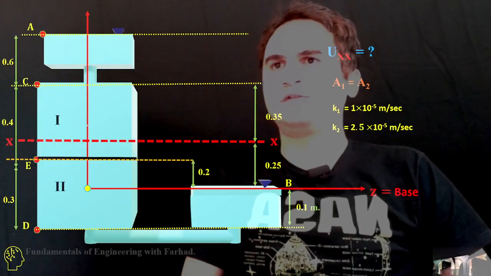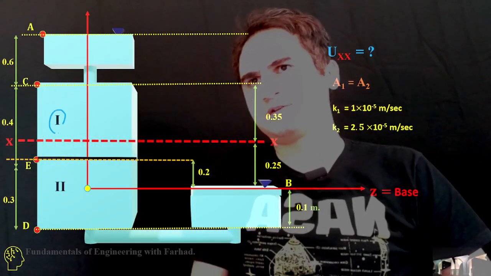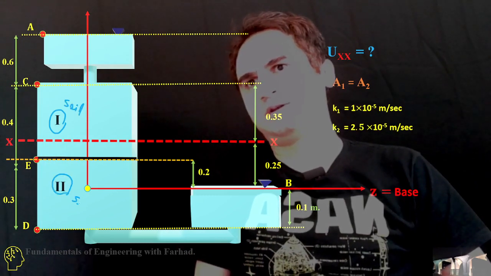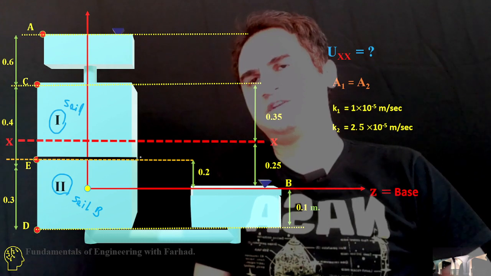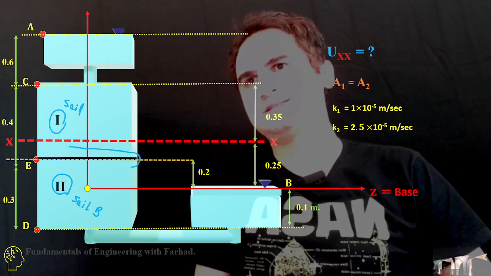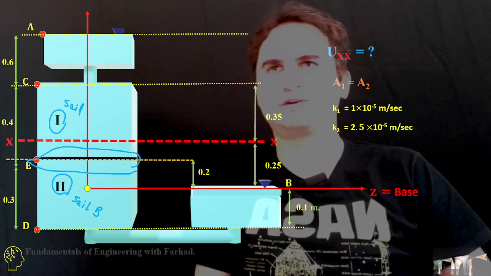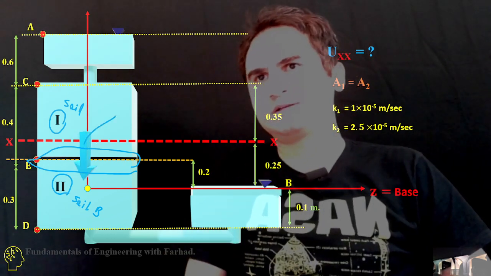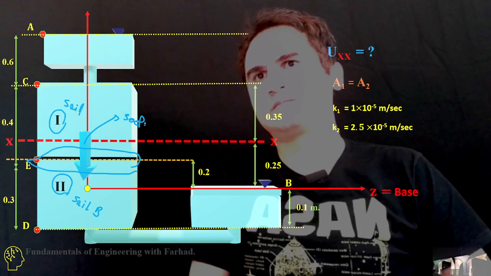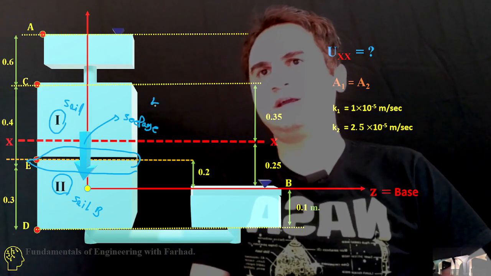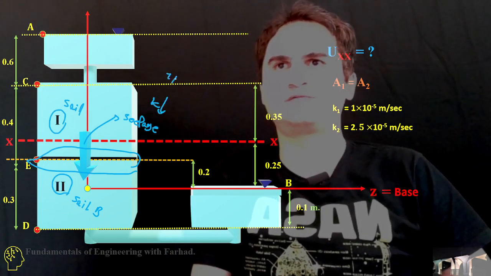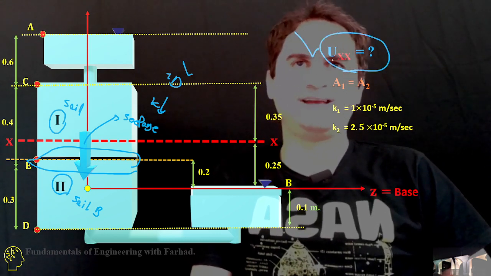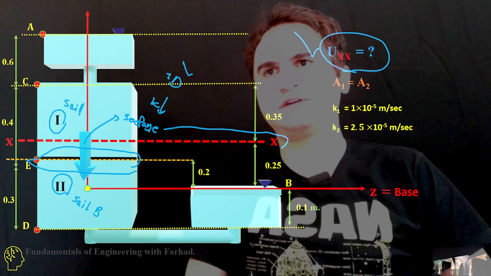In this problem, we are provided with two layers of soil. So this is soil 1 and this is soil 2, with the same cross-sectional area, and this is the interface between the two layers. If we have a downward seepage in only the z direction, so our problem is 1D seepage, we want to calculate u.